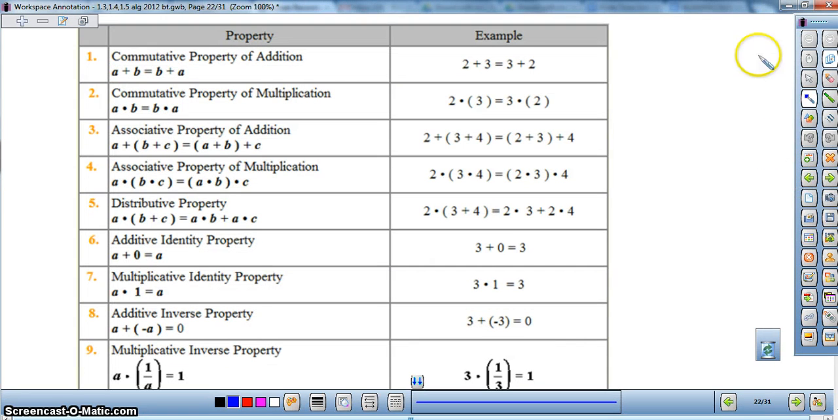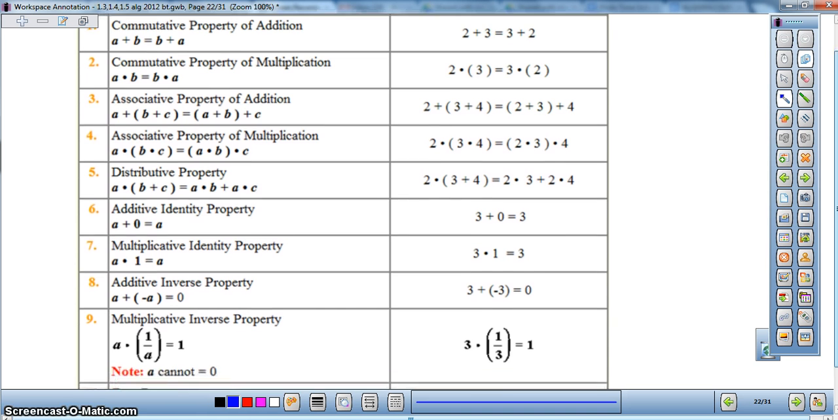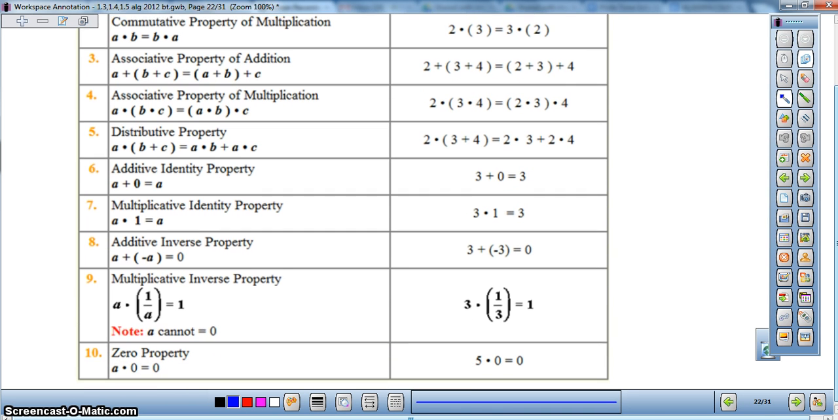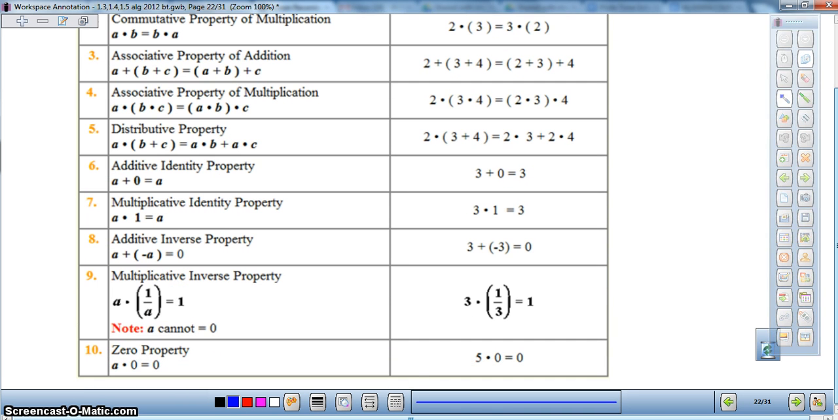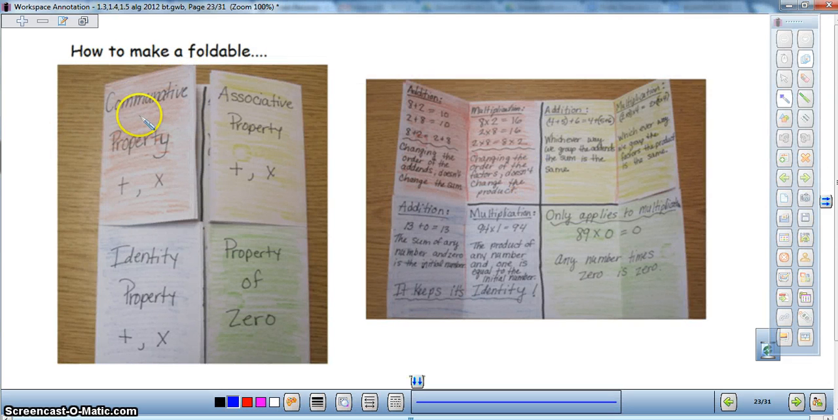Here is a list of all of the properties. Now when I talk about all the properties, these are the beginning algebra properties. Commutative property, both addition and multiplication, associative, multiplication and addition, distributive, additive identity, multiplicative identity, additive inverse, multiplicative inverse, and the zero property. I'm going to show you what's called the foldable notes, and it's a nice way of setting up your notes so that on the inside you can put what the properties are and what it means.